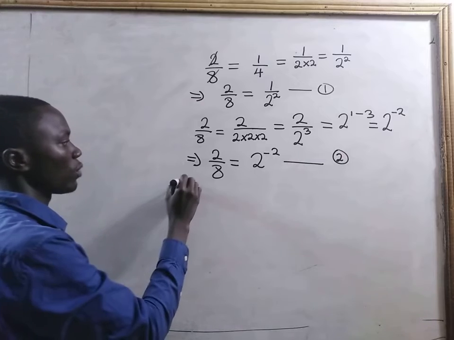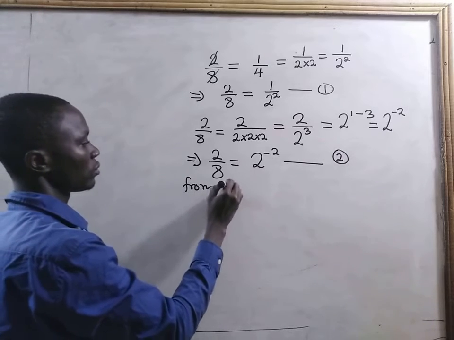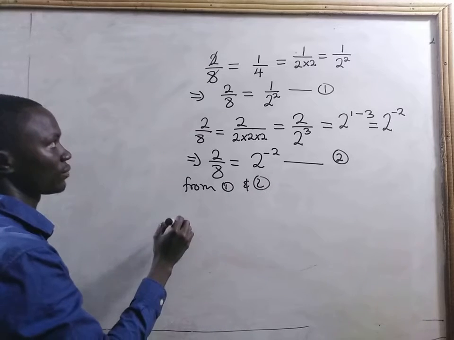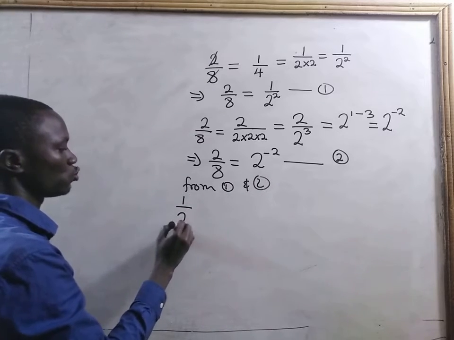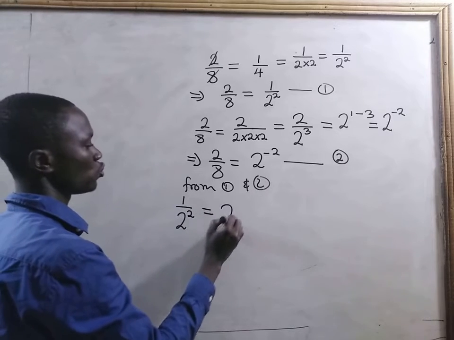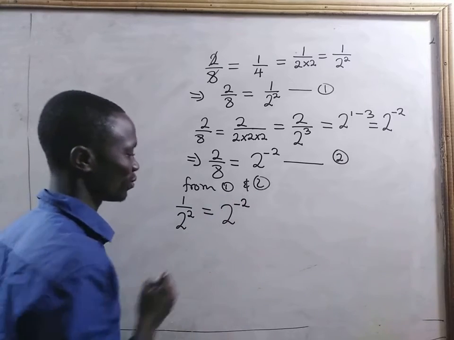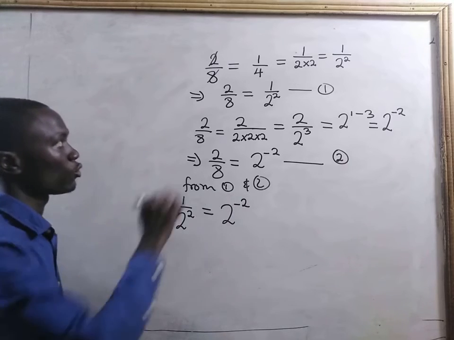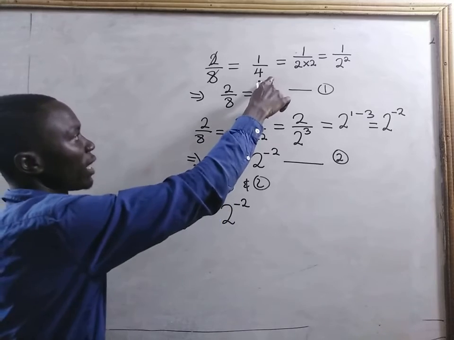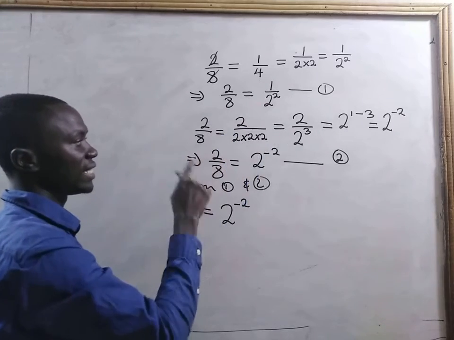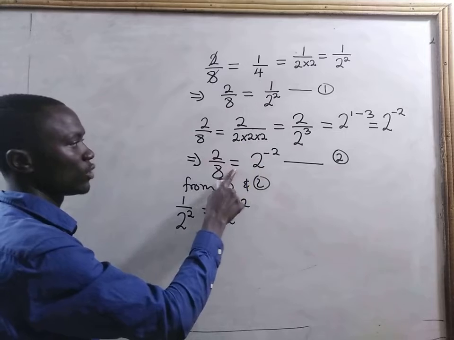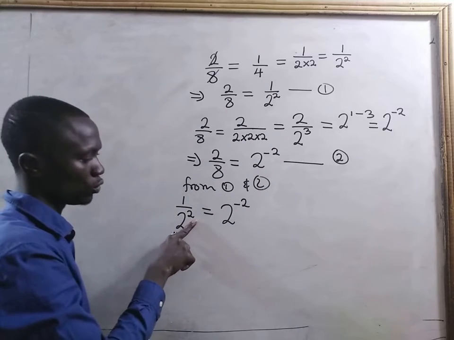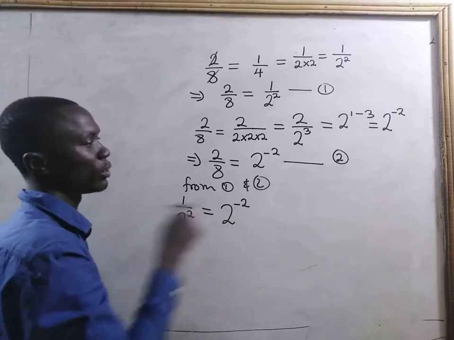Now from equation 1 and 2, we can clearly say that 1 divided by 2 exponent 2 is equal to 2 exponent negative 2. Very, very simple as that. Because 2 divided by 8 is equal to 1 divided by 2 squared, and the same 2 divided by 8 is equal to 2 exponent negative 2. Then 1 divided by 2 exponent 2 equals 2 exponent negative 2.